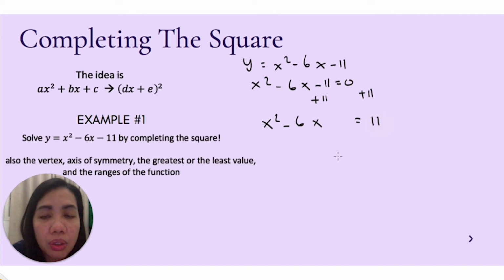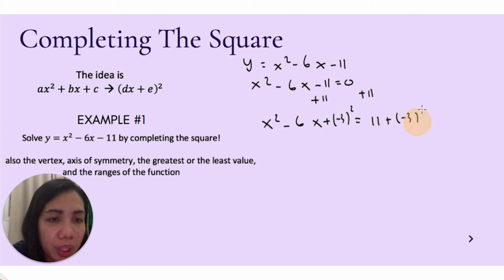Okay, now the third step is we need to add both sides with half of b, squared. In here, the b is minus 6, the half of b is minus 3, so we want to add both sides with minus 3 squared.